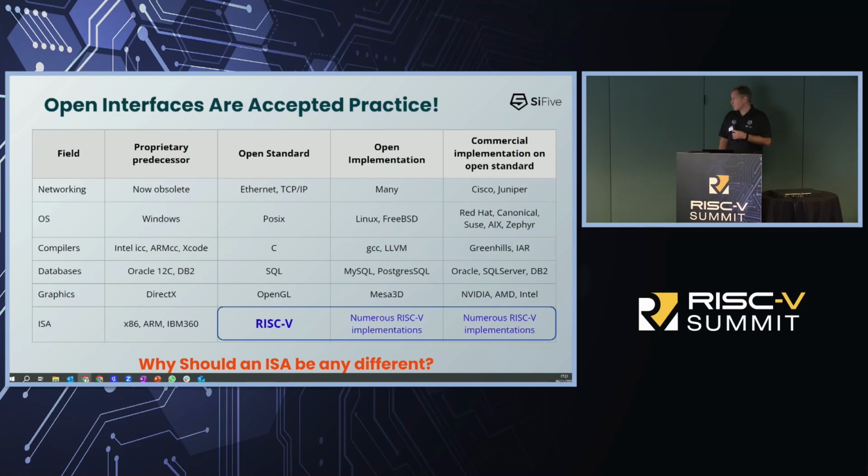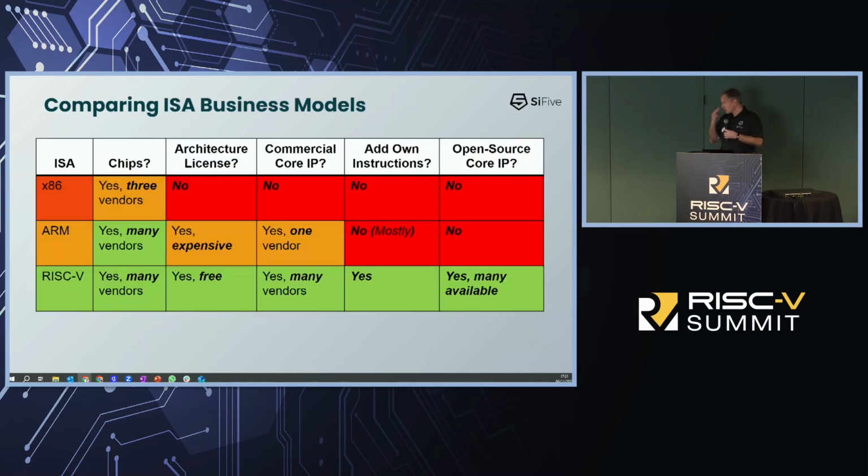And the question is, why should the instruction set be any different? The instruction set is just the interface between the hardware and software on a chip. And the simple answer is, it shouldn't. The benefit of having an open standard for the ISA applies just like the benefit of having an open standard in any other interface. So if we take three of the most popular ISAs and look at what this open standard means in terms of the business model.